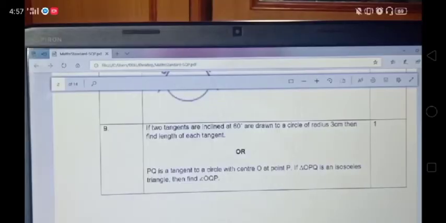Now our next question. PQ is a tangent to a circle with center O at point P. If triangle OPQ is an isosceles triangle, then find angle OQP. So here PQ is a tangent of a circle with center O. We have to find the angle OQP.